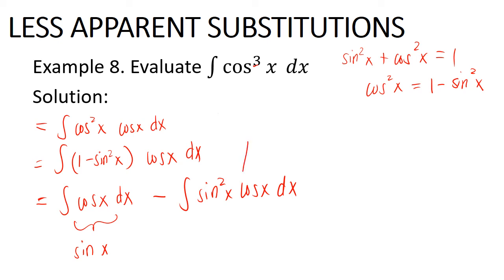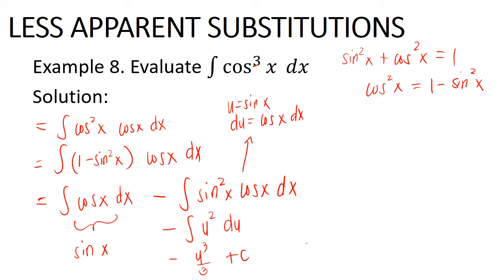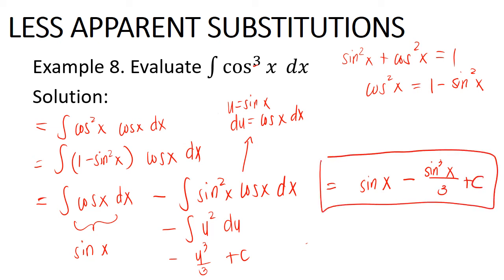If we let u equals sine x, du is equal to cosine of x dx. So, itong part na to ay equal lang sa integral ng u squared du, and equal lang sa u cubed all over 3 plus c. Which is equal to, balik lang natin yung original variable, sine of x minus, ano po yung u natin? Sine of x din. So, sine cubed of x all over 3 plus c. So, ito na po yung final answer natin.